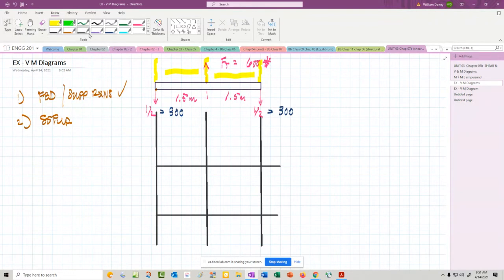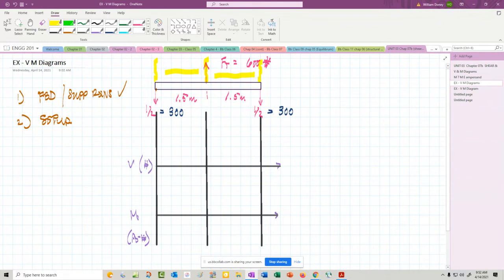Come on. And then we put units here. This is obviously going to be pounds, and this one would be foot-pounds. So that would be technically what we have to set up.